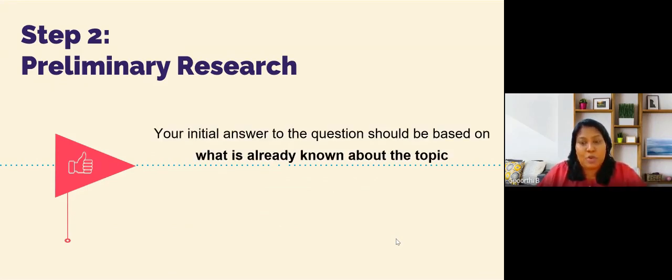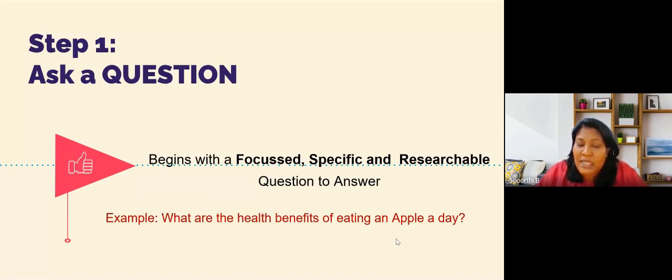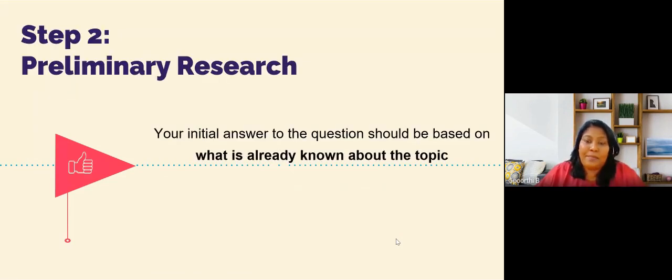So in step 2, your initial answer to the research question should be based on what is already known about the topic. So what is known about the topic? We have question 1 here. If you have to answer this question based on what we already know, what would the answer be? What are the health benefits of eating an apple? Can somebody give me one answer?